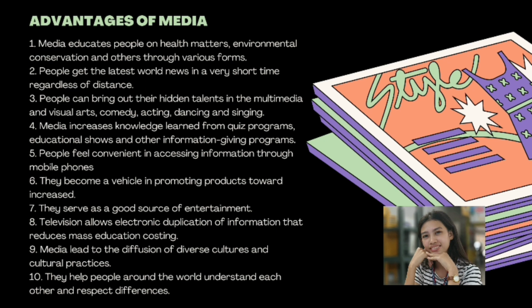The eighth advantage is that television allows electronic duplication of information that reduces mass education costing. So TV helps share lots of information to many people at once, which makes teaching lots of people cheaper. For example, shows like Cocomelon, Blippi, Blue's Clues, and more. These shows teach kids things like reading and counting on TV. So many kids learn at once without needing lots of expensive books or teachers.